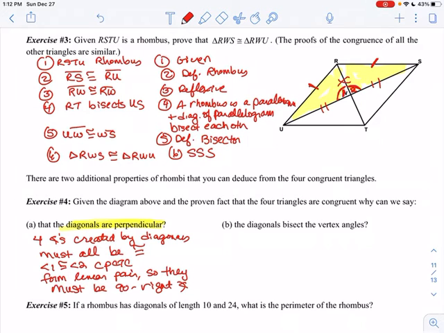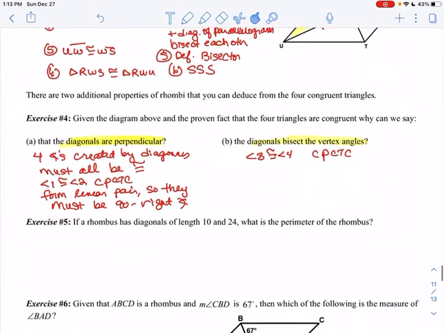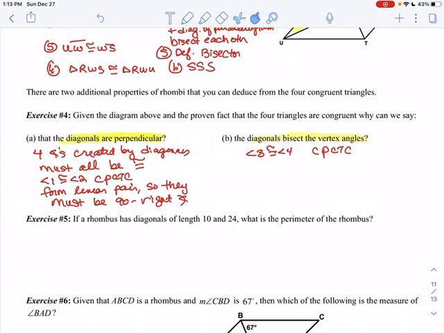The other thing is, let me call this angle 3 and angle 4 up here. Those have to be congruent also by CPCTC. Therefore, the second big thing is that the diagonals bisect the angles. All right, the diagonals bisect the angles. So 2 important facts from rhombuses is that the diagonals are perpendicular, and also the diagonals bisect the angles. All right, so question 5.